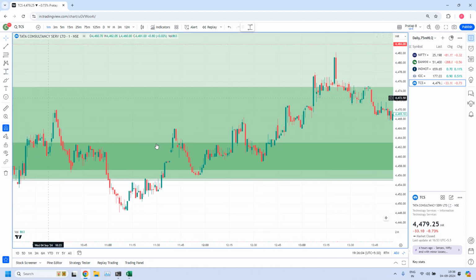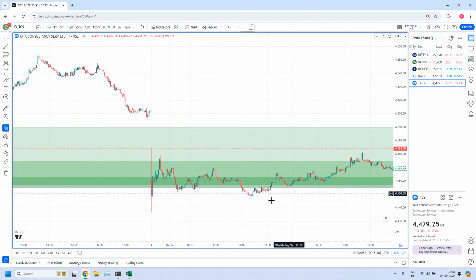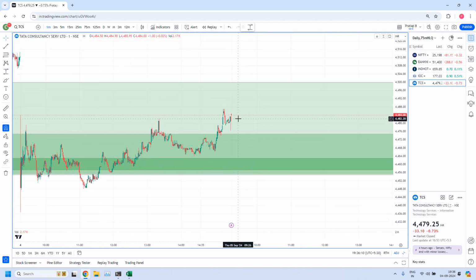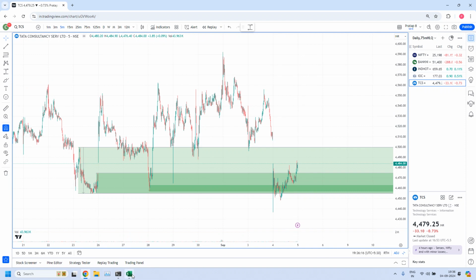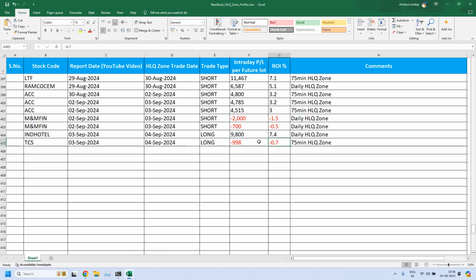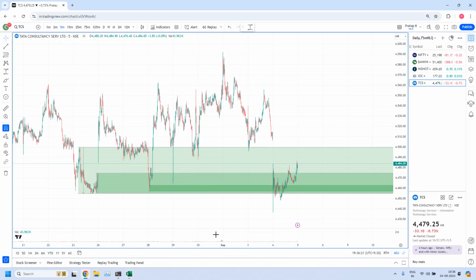So after that TCS, what happened? It was moving here for some time and after that again moved up some extent. But anyway, it is stopped out. TCS is a stopped out trade. So out of these two trades, one is successful, one is stopped out. And the next, IOC.